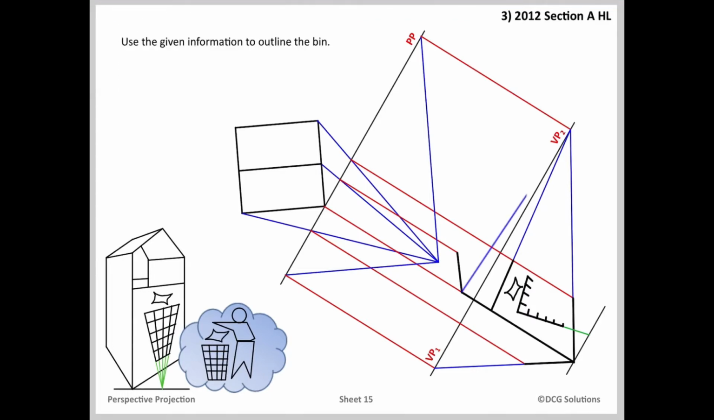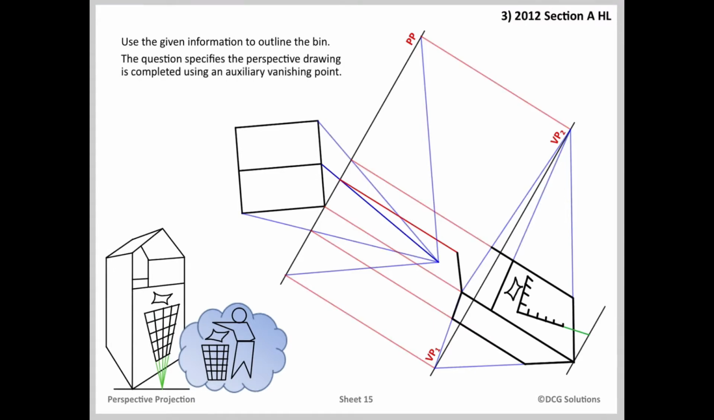To start with, you need to put in the early lines that you were given, in other words, the lines that join to VP1 and the lines that join to VP2. As I click through the question, the given information allows me to put in some of the roof surface, but not all of it. Now, they have asked us to use an auxiliary vanishing point to complete this question, even though it is quite easy to complete without it. So what we have to do is find an auxiliary vanishing point for the slope of the bin.